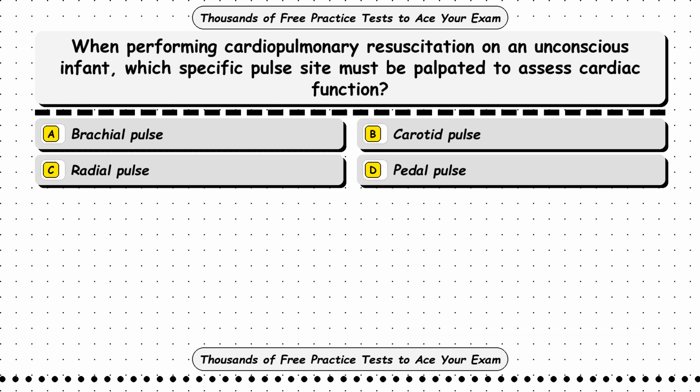Question 79. When performing cardiopulmonary resuscitation on an unconscious infant, which specific pulse site must be palpated to assess cardiac function? Option A, brachial pulse. Option B, carotid pulse. Option C, radial pulse. Option D, pedal pulse.